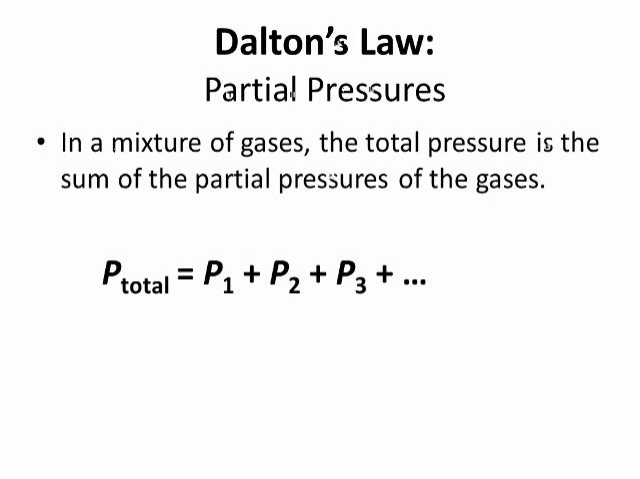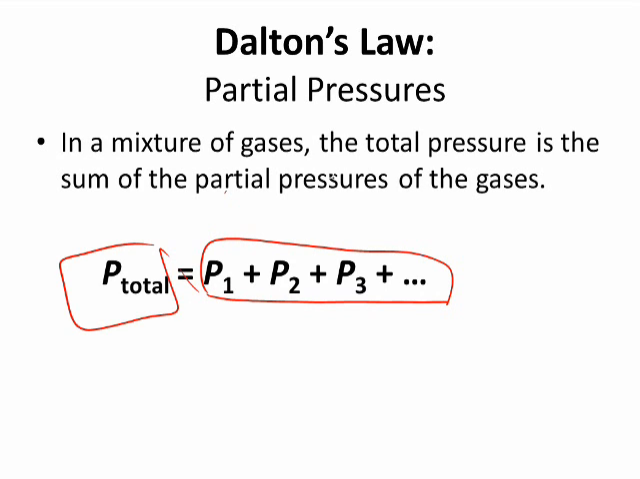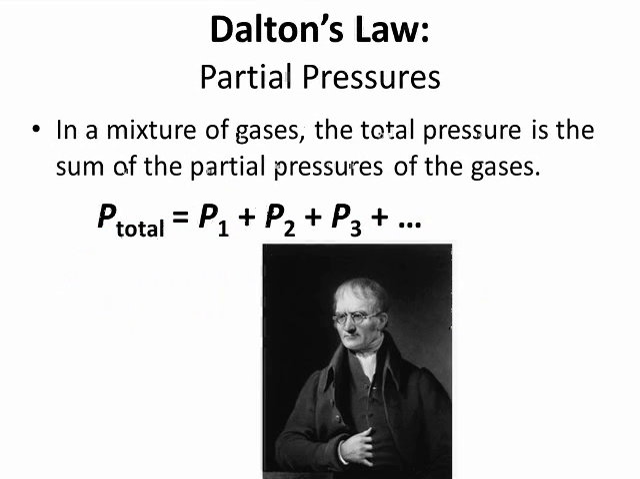Now we get to Dalton's law of partial pressures, and really Dalton's law makes sense, it's intuitive just like all the other ones. He says in a mixture of gases, the total pressure is the sum of the partial pressures. So we have partial pressures that all add up for a total pressure. So pressure of total equals pressure of gas 1 plus pressure of gas 2 plus pressure of gas 3, etc. And here's a picture of John Dalton. He actually looks a lot like Gay-Lussac and Charles. All these guys seem to kind of look the same, except Boyle, who was rocking the cool 80s hairstyle.